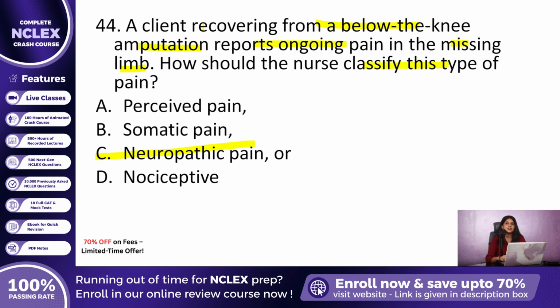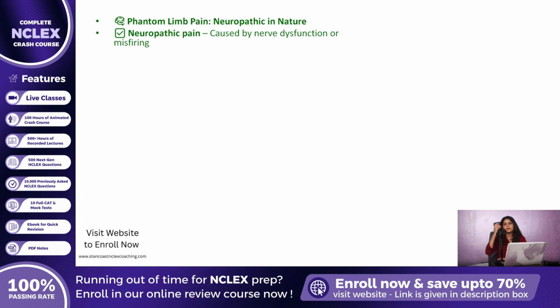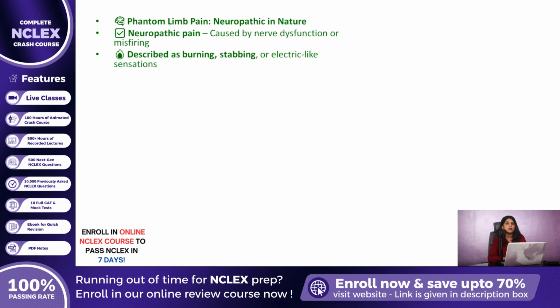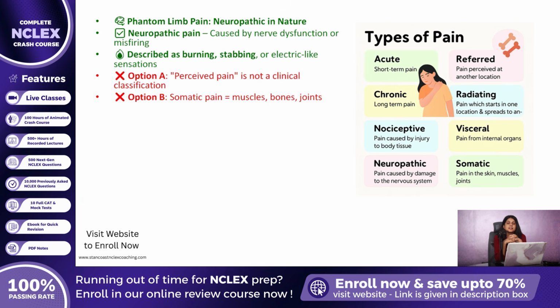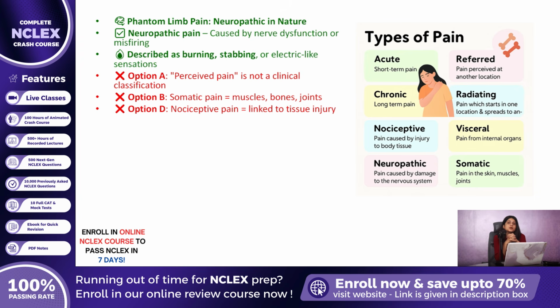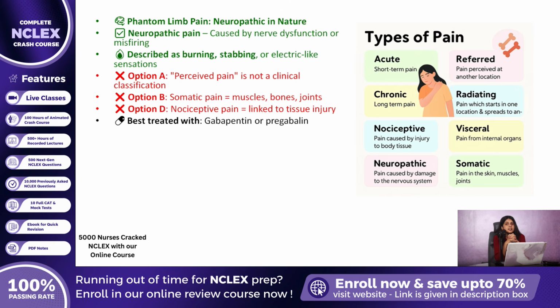Neuropathic pain. The rationale is that phantom limb pain is a well-known form of neuropathic pain caused by nerve dysfunction or misfiring. This pain is often described as burning or stabbing and is not associated with active tissue damage. Option A is incorrect as perceived pain is not a clinical classification. Option B is incorrect since somatic pain originates from muscles, bones, or joints. Option D is also incorrect because nociceptive pain is linked to tissue injury, whereas phantom limb pain results from nerve pathway miscommunication. Nurses should know that medications like gabapentin or pregabalin are most effective in managing neuropathic symptoms.